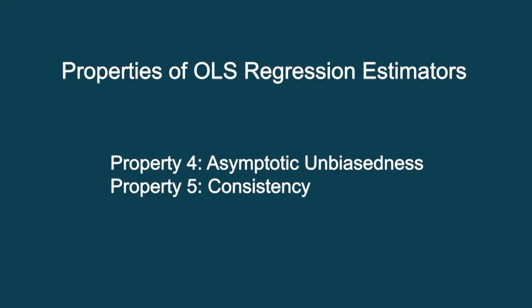Apart from that, we have two other properties, which are property 4 and 5: asymptotic unbiasedness and consistency. That means, as we know, that if we increase the number of observations, then the sampling error comes down. That is, the sampling error is on the fall.